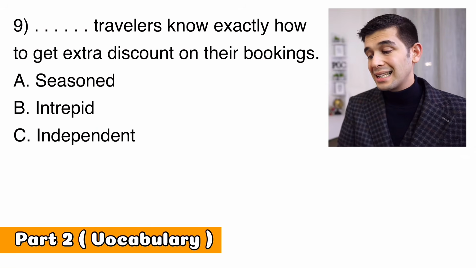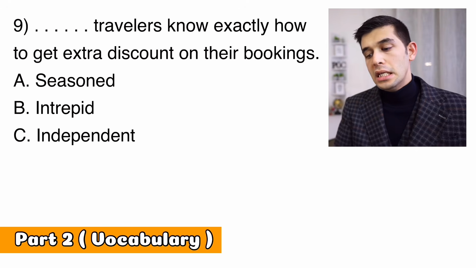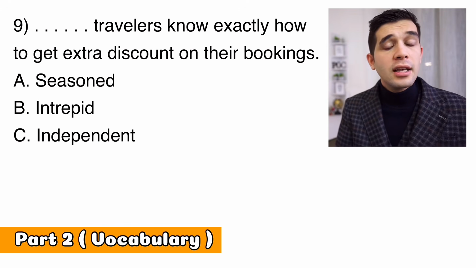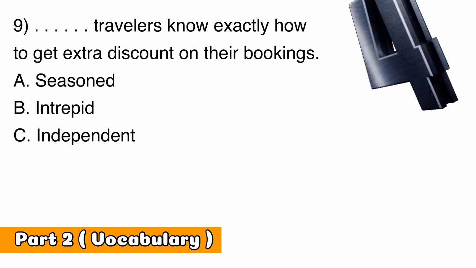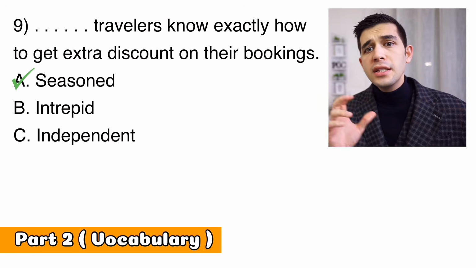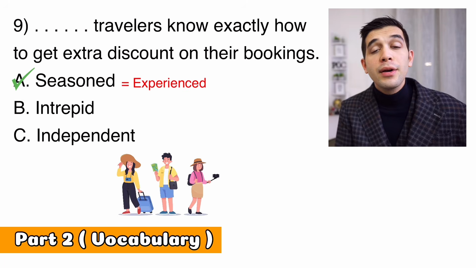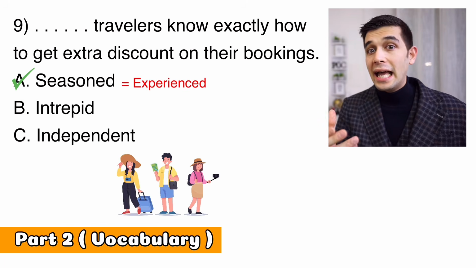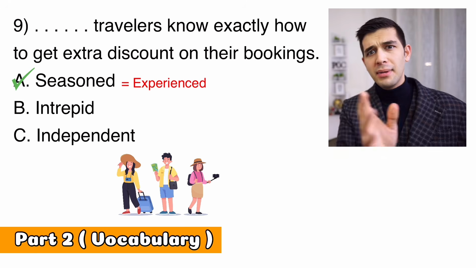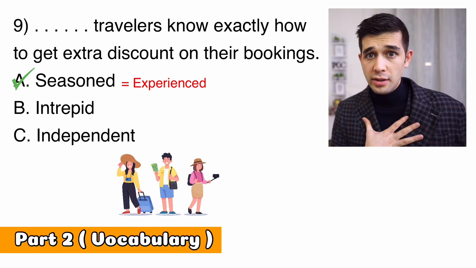Travelers know exactly how to get extra discount on their bookings. Seasoned travelers, intrepid travelers, independent travelers. Very good. Seasoned travelers. What does it mean? Seasoned travelers are experienced travelers. They have a lot of experience traveling to different parts of the world, staying in many different hotels, and because of that experience, they know how to get extra discount.